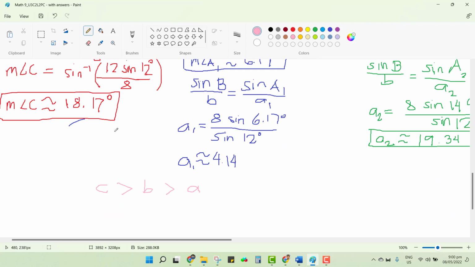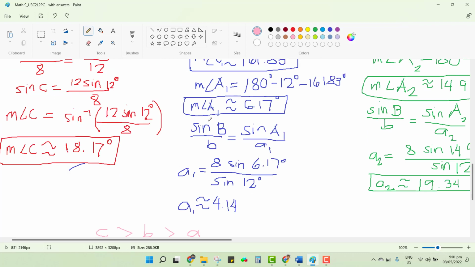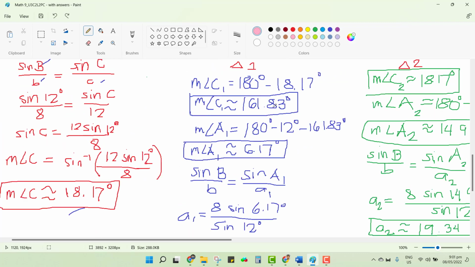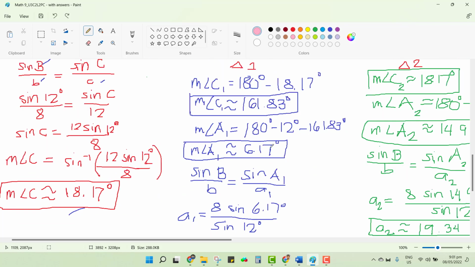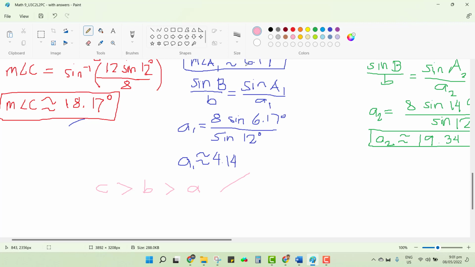Let's look at the angles. Again, this is not the angle C for the first triangle because that's for the second. Don't be confused with that. So angle C here is 161.83, yes, the largest, followed by B, which is 12, and finally A, which is 6.17. That would mean the results here are all correct.